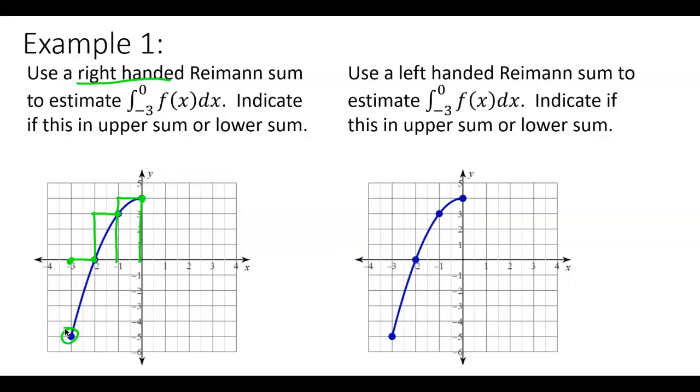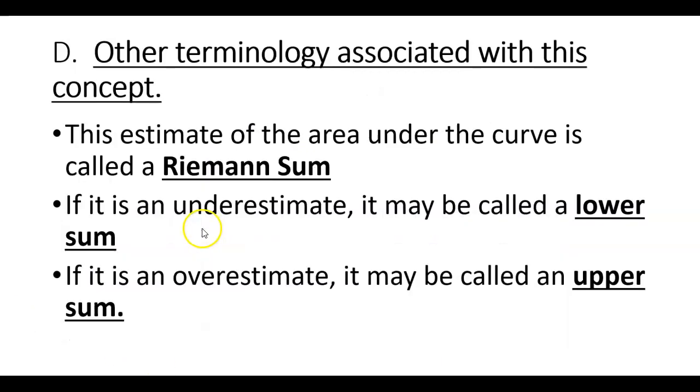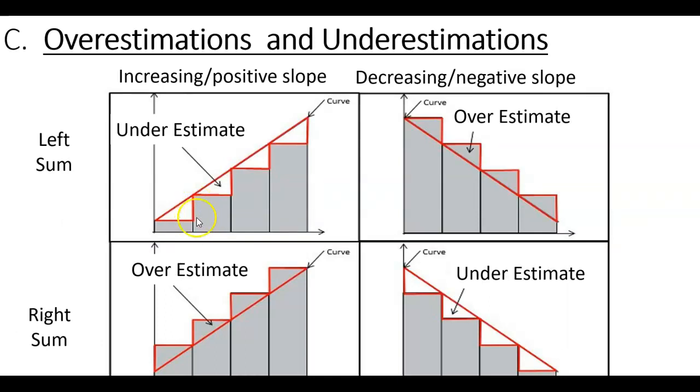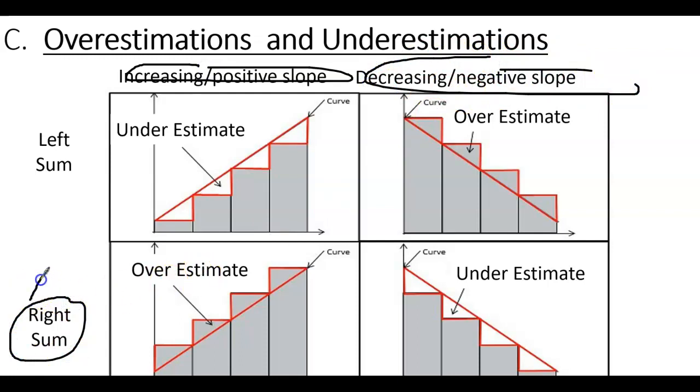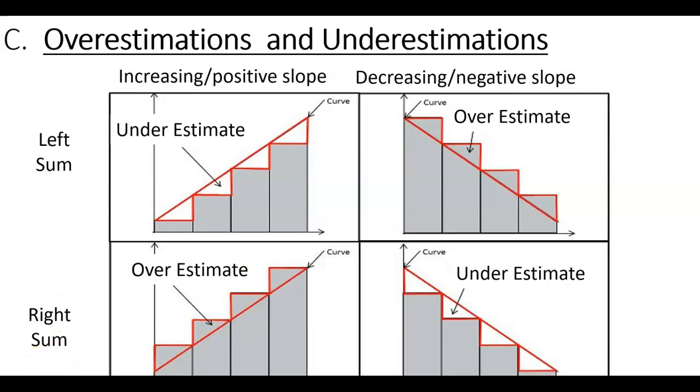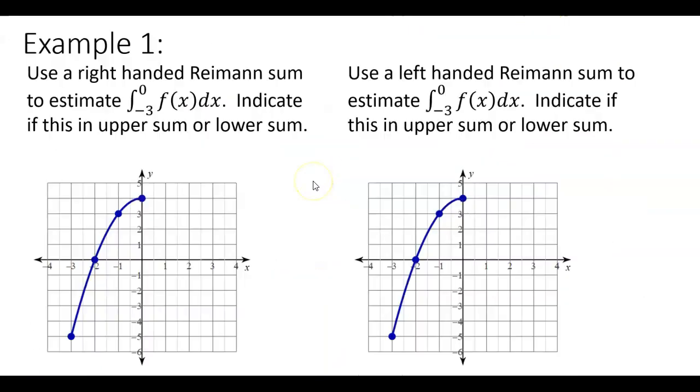Okay? So now the next question is, is this an upper sum or a lower sum? In other words, is it an underestimate or an overestimate? Well, for that, we want to go back to this last slide that I shared with you. Is our function increasing or decreasing? We know it's a right-handed sum. Well, our function looks like this, right? So it's increasing. So when you have an increasing function with a right-handed sum, it's always going to be an overestimate. Always going to be an overestimate. So in this case, it would be an overestimate.